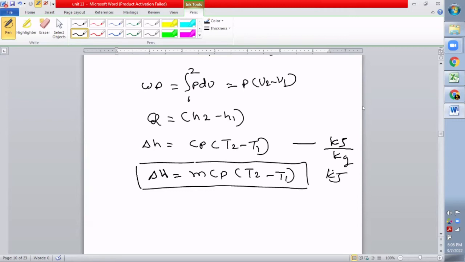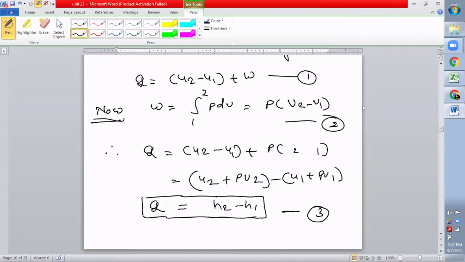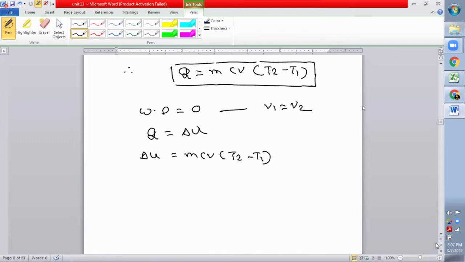So in the first process, when the process happened at constant volume, work done is equal to 0. Then change in internal energy is equal to mCv(T2 minus T1), and Q is equal to del U.